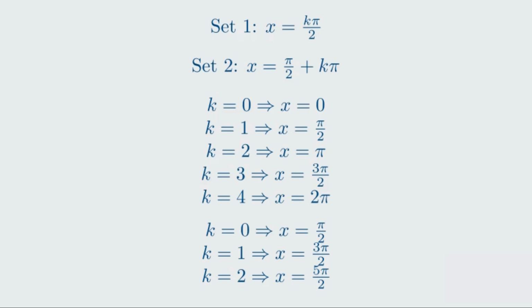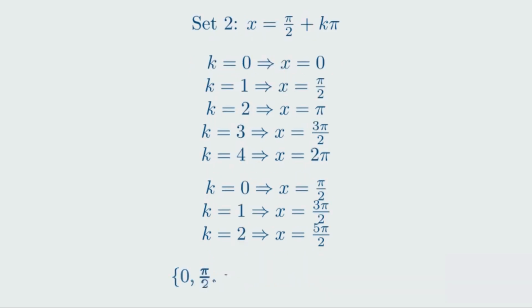0, pi over 2, pi, 3 pi over 2, 2 pi, and so on. Notice a pattern. The solutions are 0, pi over 2, pi, 3 pi over 2, 2 pi, and they continue in multiples of pi over 2. It looks like the solutions are exactly the multiples of pi over 2. This is because the second set of solutions, x equals pi over 2 plus k pi, is already included in the first set, x equals k pi over 2.